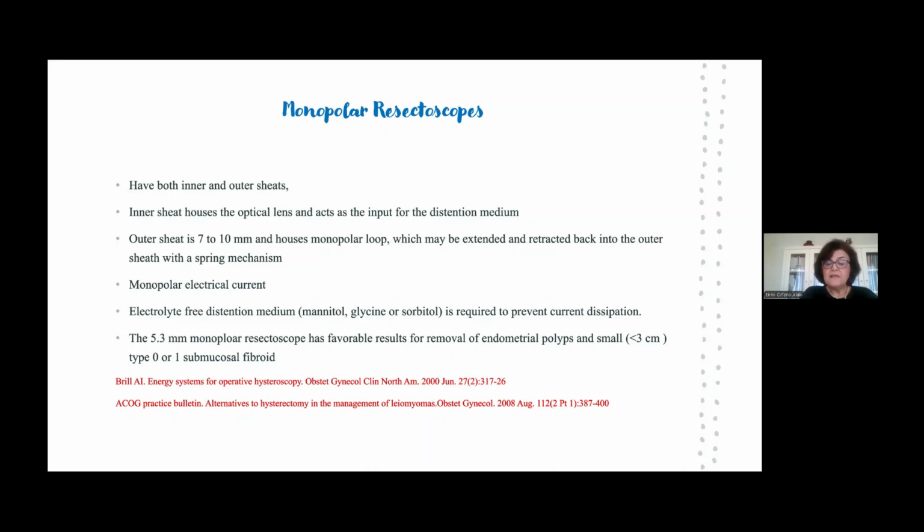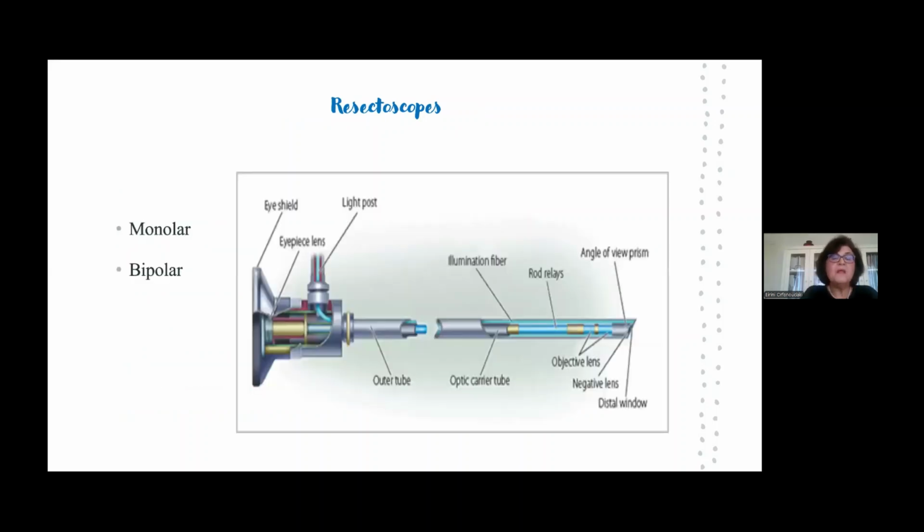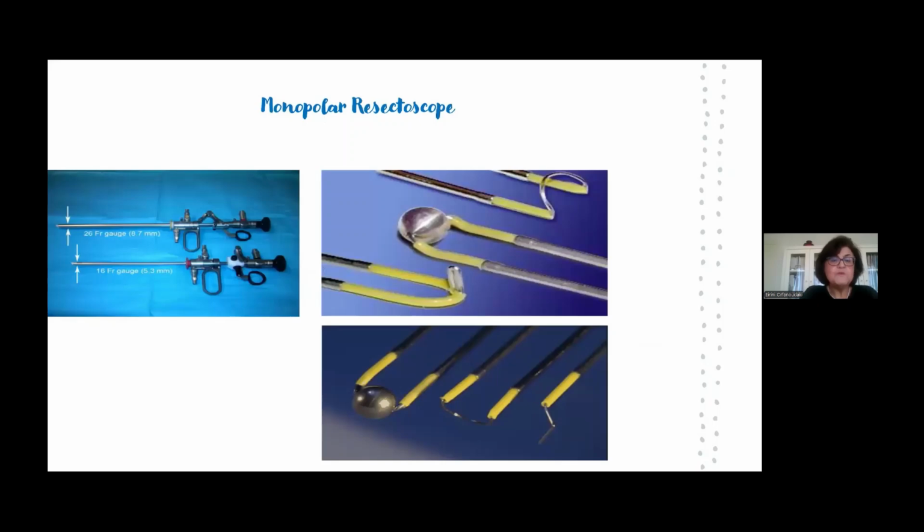The 5.3 mm monopolar resectoscope has favorable results for removal of endometrial polyps and small, less than 3 centimeters, type 1 or type 2 submucosal fibroids. This is a picture of monopolar resectoscopes.